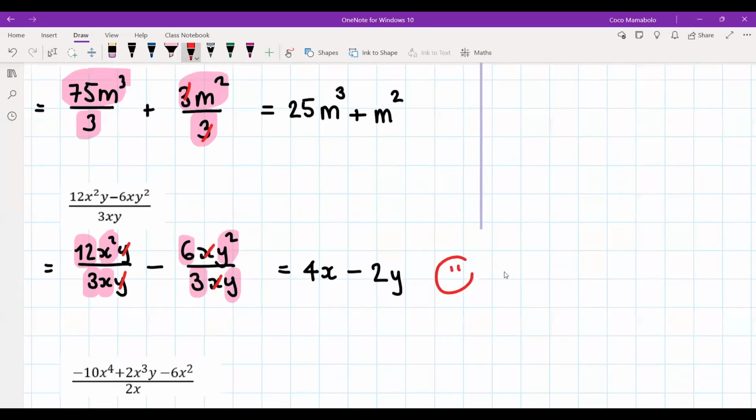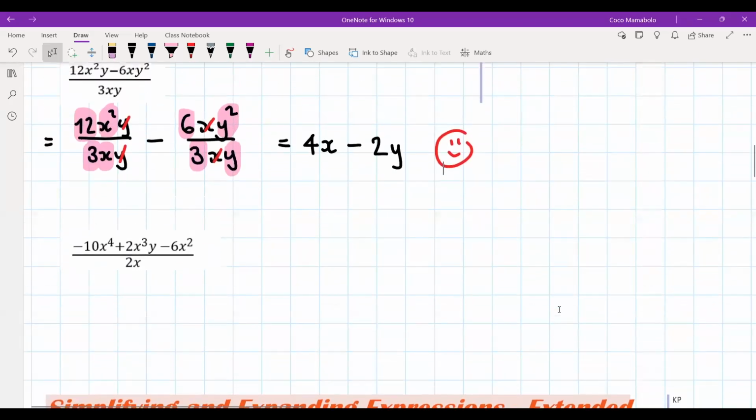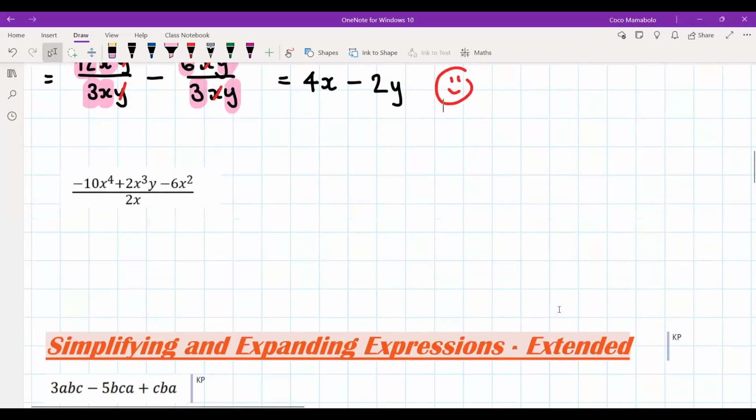Well done. Okay, now no more steps from me. You guys know what you're going to do. So go ahead, have a look at this question that's on the screen. Negative 10x to the power 4 plus 2x cubed y minus 6x squared. I want you guys to tell me what the final answer is. You guys do the steps from beginning to end. Pop your answer in the chat when you're ready.